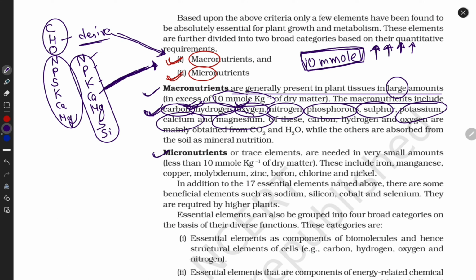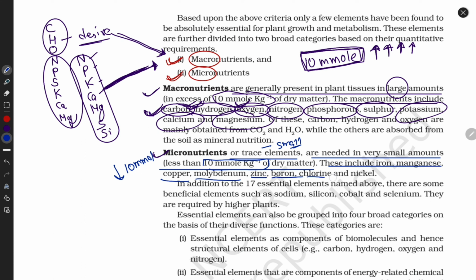Now let's switch towards the micro or trace elements. They are needed in very small amounts, less than 10 mmol per kg. They require less than this range. These include iron, manganese, copper, molybdenum, zinc, boron, chlorine, nickel.